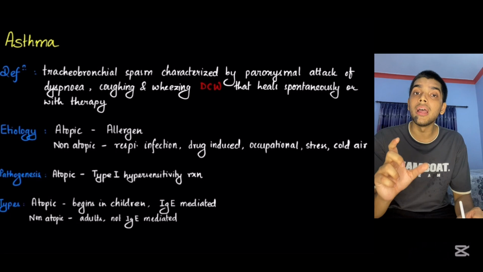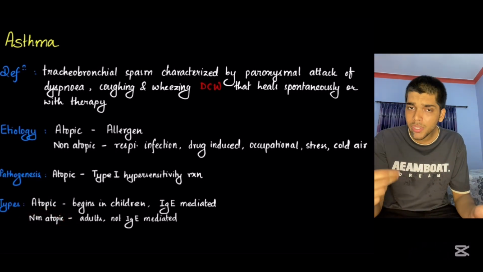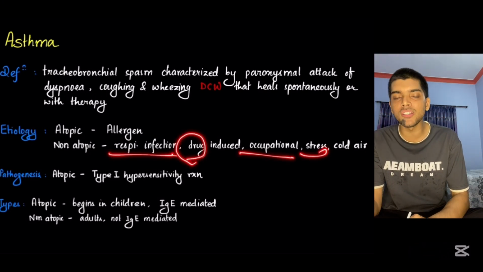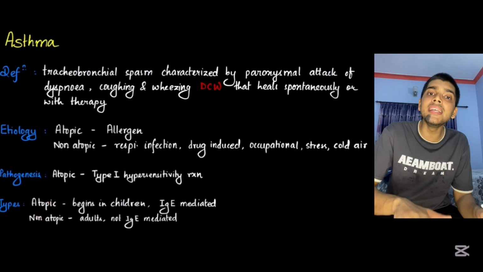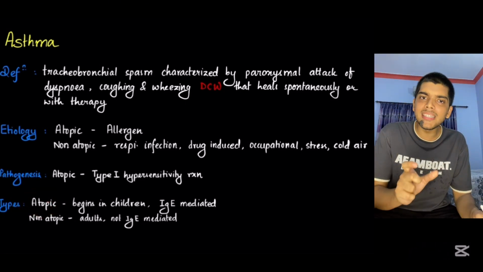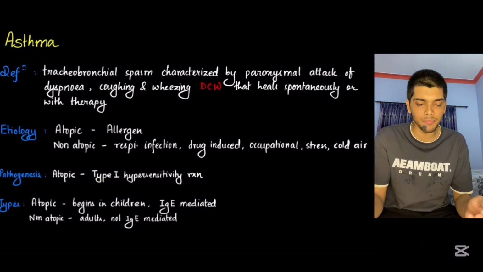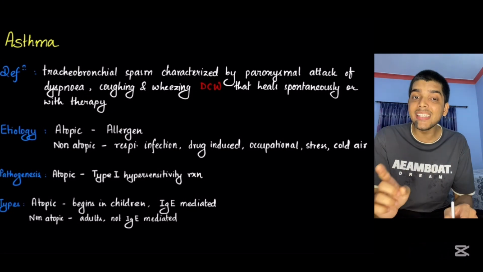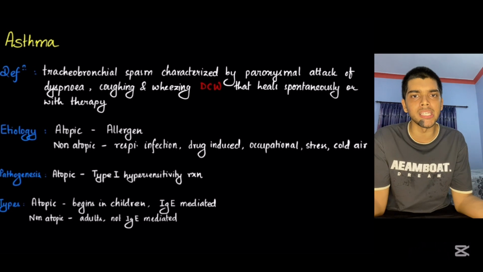Atopic is due to allergen. Non-atopic is not due to allergen. It is due to something else like a respiratory infection, drug, occupation, stress, cold air, exercise. Atopic asthma begins in children and it is IgE mediated, obviously, because it shows type 1 hypersensitivity reaction. Non-atopic asthma is usually seen in adults and it is not IgE mediated because it does not show type 1 hypersensitivity reaction.